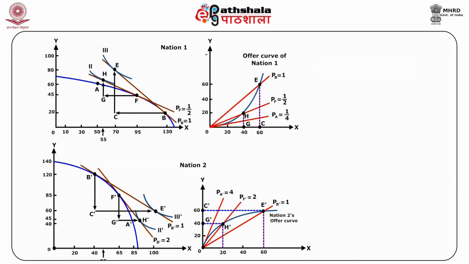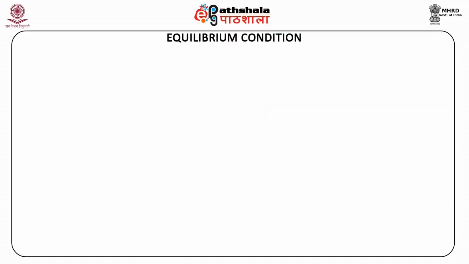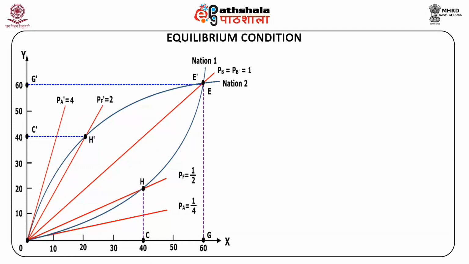The international terms of trade is the slope of a line passing through the point where the offer curves cross. Looking at the equilibrium condition graphically, we have the following diagram. The equilibrium takes into account demand and supply conditions in both countries into consideration.